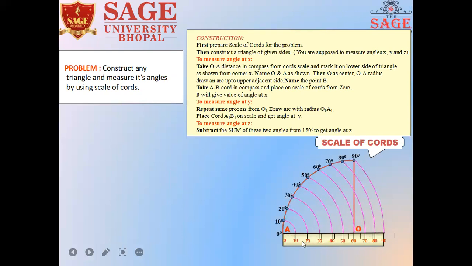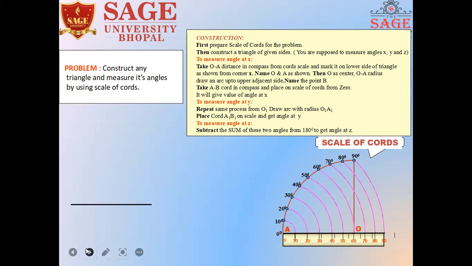Here the angles are marked 10 degree, 20, 30, 40, 50, 60, 70, 80, 90 degree. First prepare a scale of chord for the problem, then construct a triangle of given sides. You are supposed to measure angles X, Y, and Z. Suppose one side is 6 centimeters, another side is 8 centimeters, and the third side is 5, 6, 7, whatever you want to take. Take sides where we can easily draw a triangle.